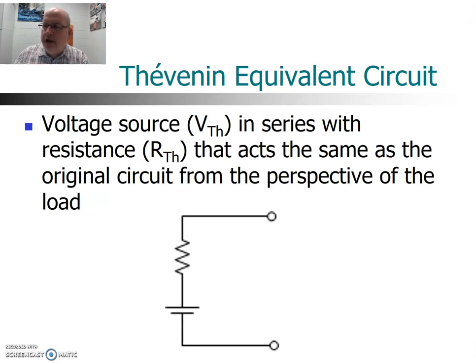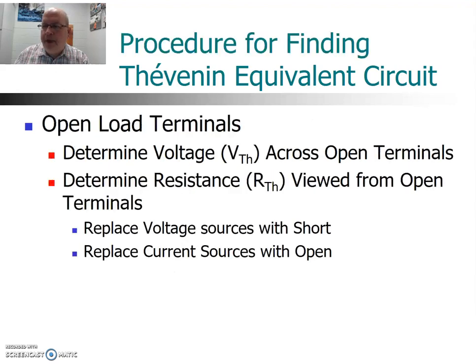What is the procedure for finding that equivalent circuit? And the procedure is this. First of all, open the load terminals, remove the load. Always have to work with the load terminals open. And then we have two steps, and you can do these in either order. First of all, we could determine the voltage across the open terminals. That becomes the Thevenin voltage. And the second step, or vice versa, you can do it first if you want, is determine the Thevenin resistance. That would be the resistance looking in from the open terminals with the source removed.